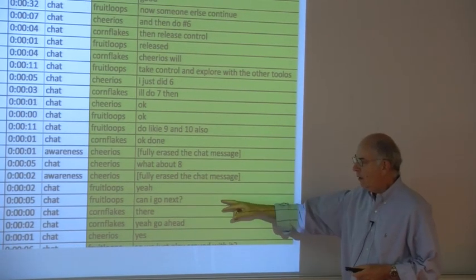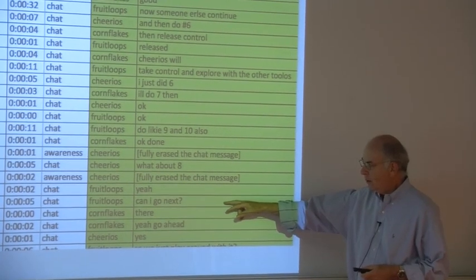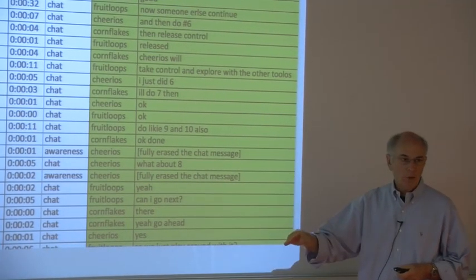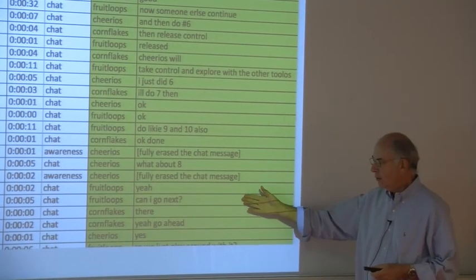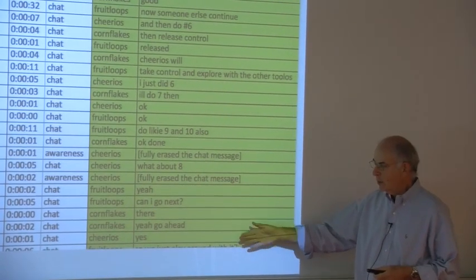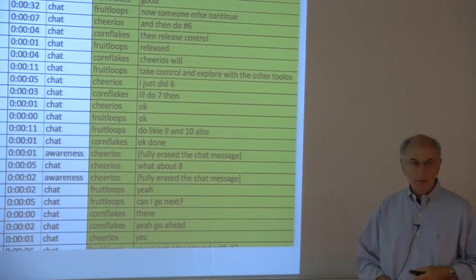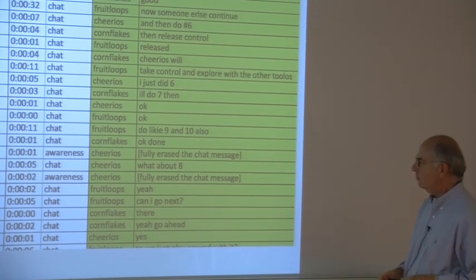See, by here now, Fruit Loops asks to go next. She doesn't yet say, I'm going next. She doesn't just go next, but she asks, can I go next? Yeah, go ahead. So both of the other ones say yes, and they agree to it. So it's worked out there.